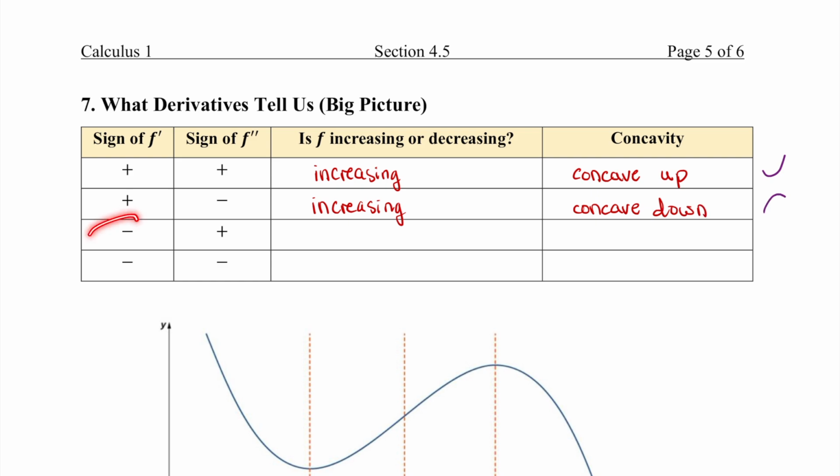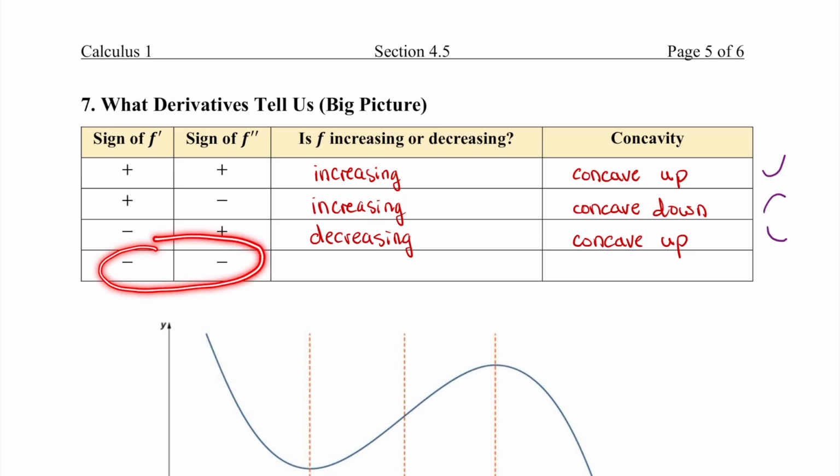The third case, now the function is decreasing because the first derivative is negative, but the second derivative is positive, so the graph is concave up. In the last case, the function is decreasing and the graph is concave down.